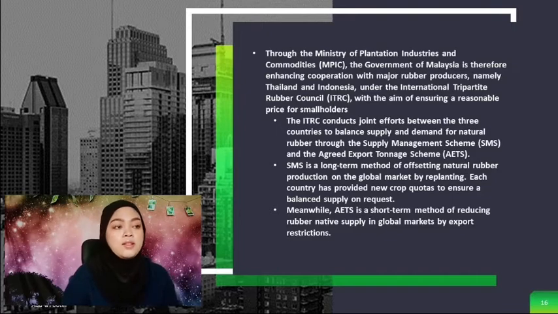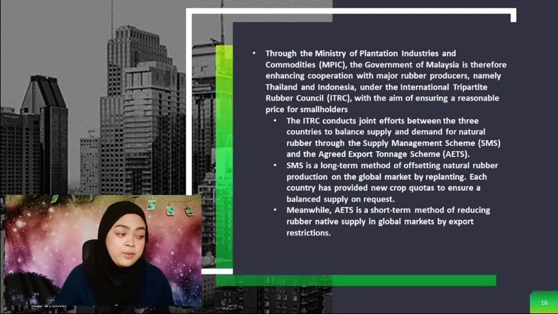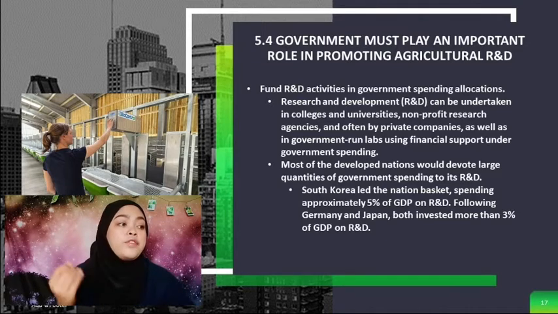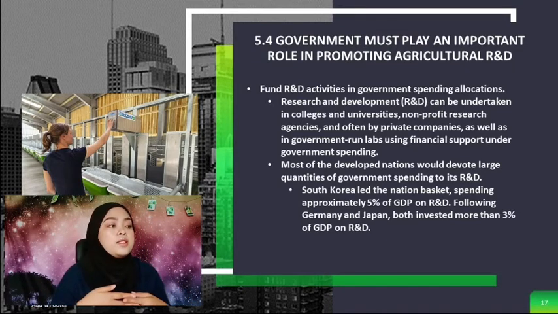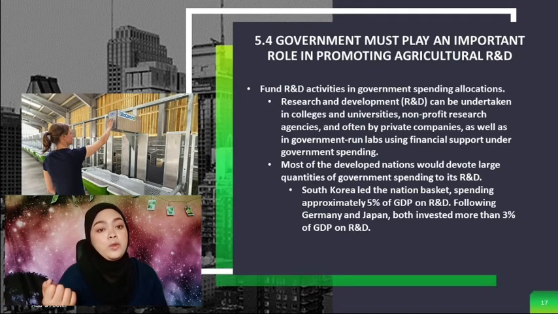Last but not least, the last recommendation is that the government must play an important role in promoting agriculture research and development, because a lack of research and development can make our country fall behind our competitors in the agriculture sector, and at the same time limit our attempt to become a developed nation. One approach the government can take is by funding this R&D activity through government spending allocation.